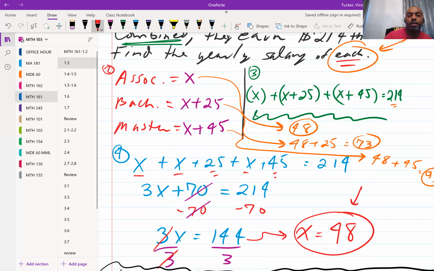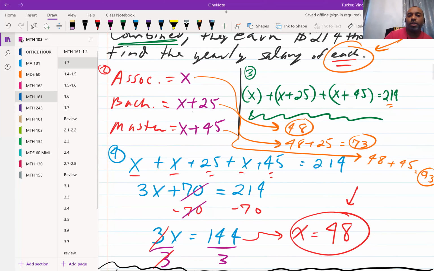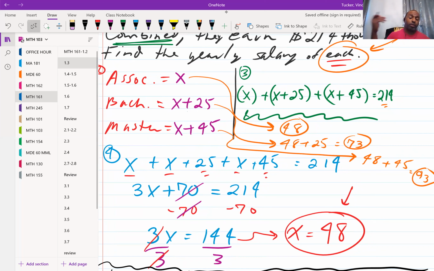So what you do is you take 48, go back and plug it in for X in your algebraic representation for each. So 48 is the man with the associate's. 48 plus 25 gives you 73. That's the man with the bachelor's. And then 48 plus 45 is 93. That would be the man with the master's. And you can check that by adding all 3 together, and that should give you 214. Because remember, adding them together gives you 214. All right. Questions on anything I've said on this problem?